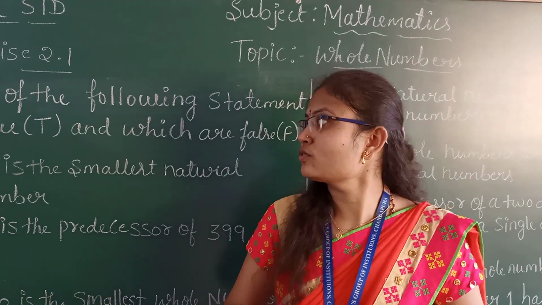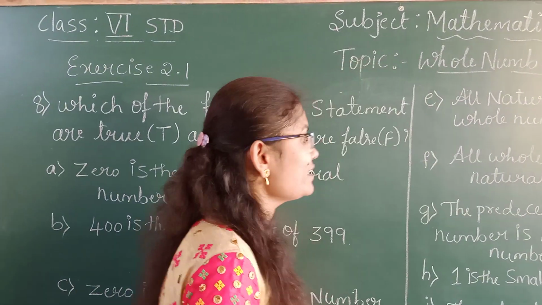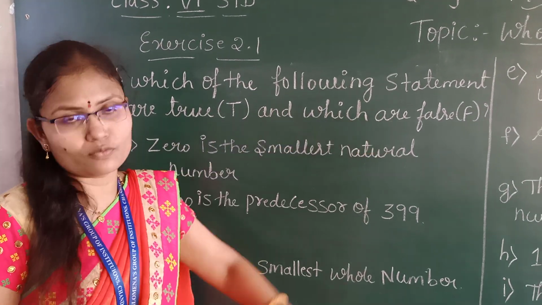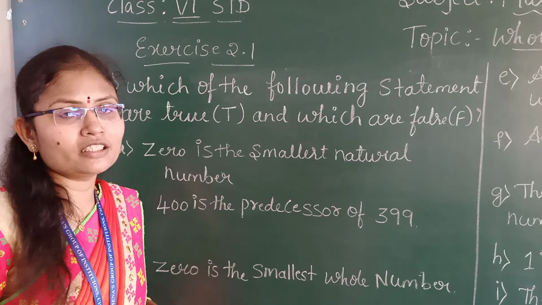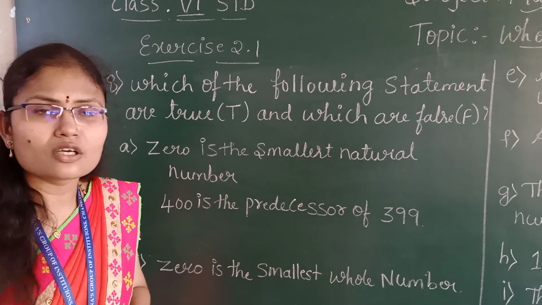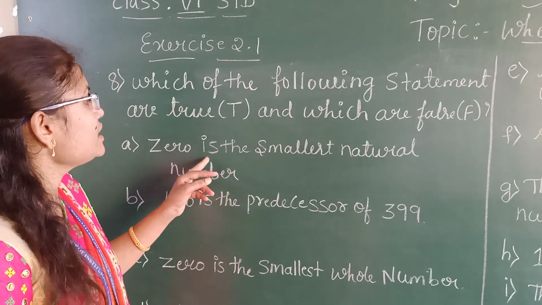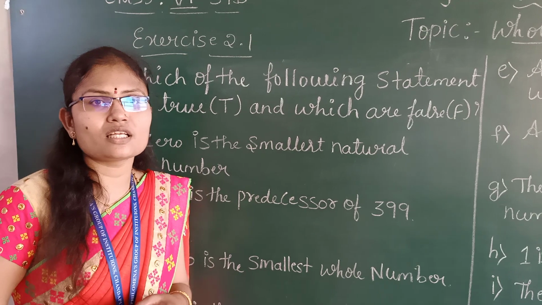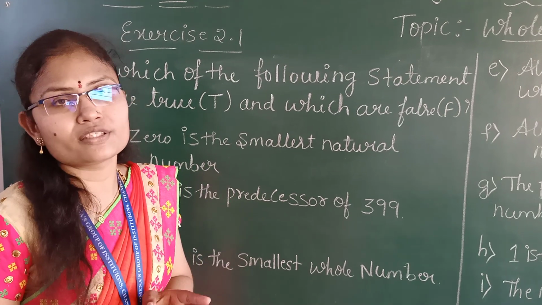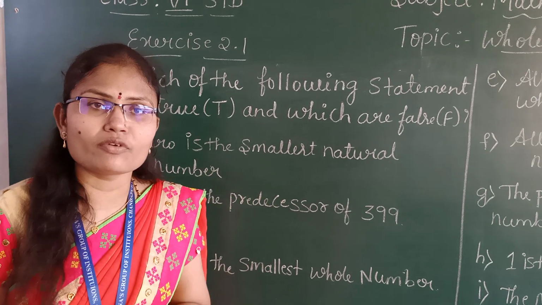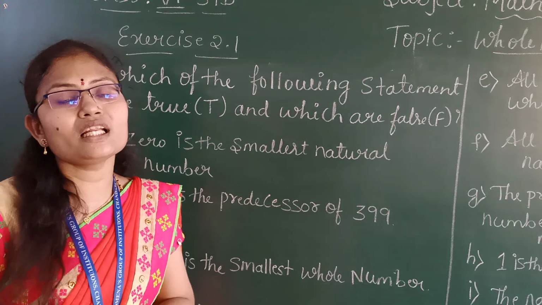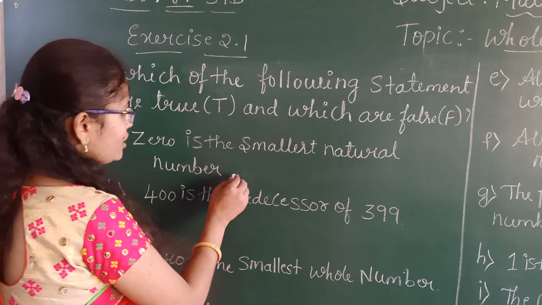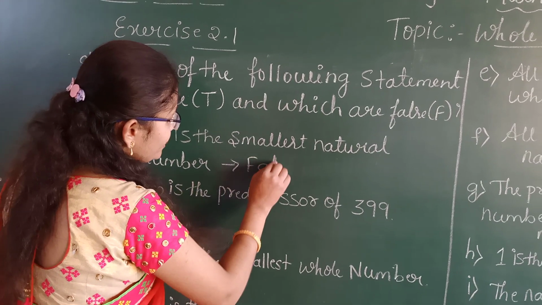Next we will go through the 8th problem. You can see here they have given which of the following statements are true and which are false. They have given a few statements. We have to find out which are true and which are false. In that, the first one is: 0 is the smallest natural number. Is it correct? No, it is false. Why? The natural numbers begin from 1, 2, 3, 4, till infinity. So 0 is not the smallest natural number. So it is false.